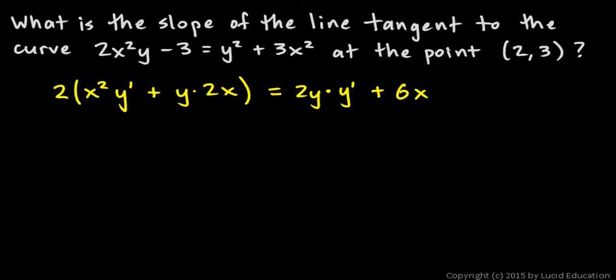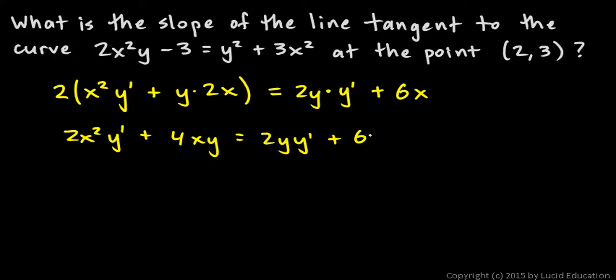Now we need to solve this for y prime, so from here it becomes an algebra problem. Let's distribute the 2 here. We get 2x squared y prime plus 4xy equals 2y y prime plus 6x.